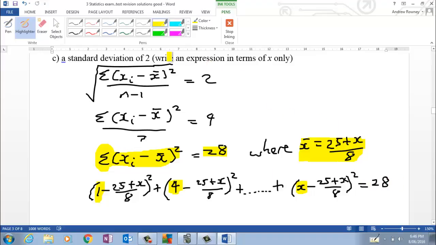Now it does say in the question, write an expression in terms of x only, so that's purely in terms of x. We finish the question. You could solve x if you put all this in the graphics calculator, but the question isn't asking for that. What you could do is put all of that into the y1, and you put in for y2 28, and you intersect the two lines, and that'll give you what the x value is.